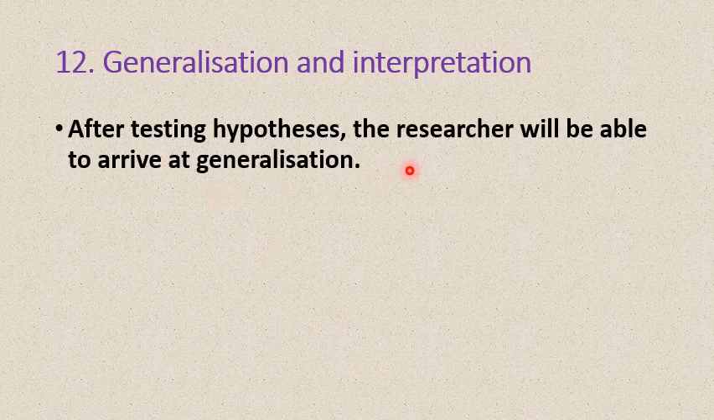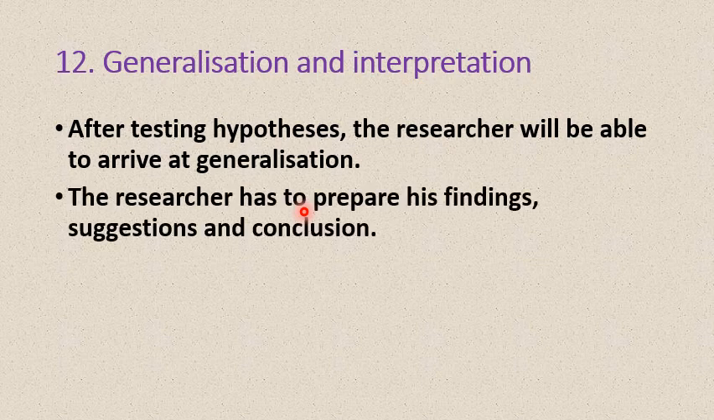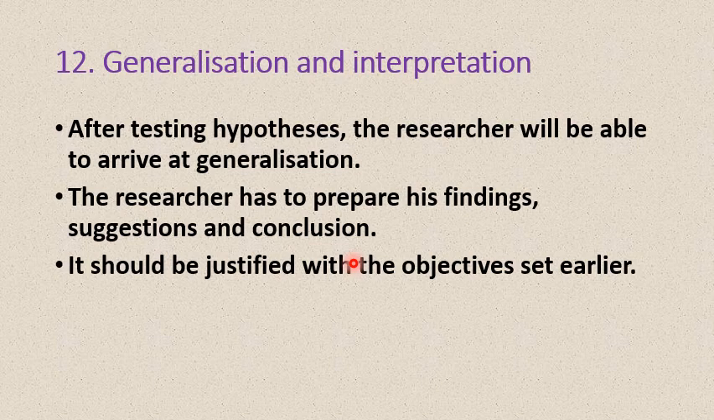Then 12th one, generalization and interpretation. After testing hypothesis, the researcher will be able to arrive at generalization about the population. The researcher is able to formulate theories about the population. The researcher has to prepare his findings, suggestions, and conclusions on the basis of the analysis of data and testing of hypothesis. It should be justified with the objectives set earlier. It is very important in research.